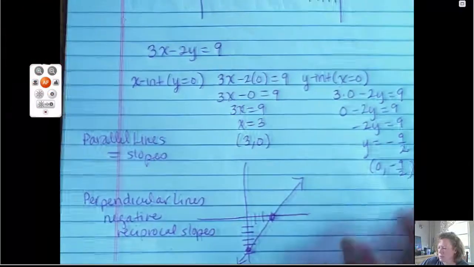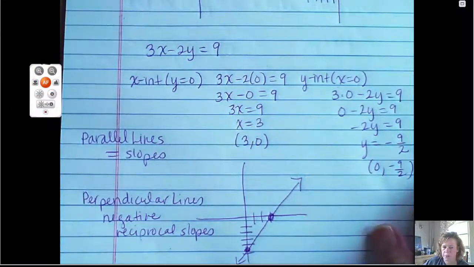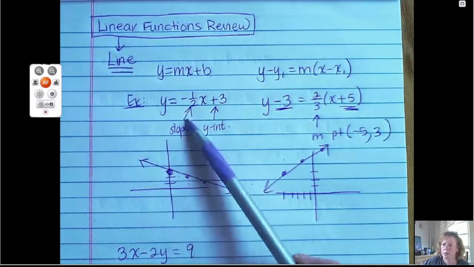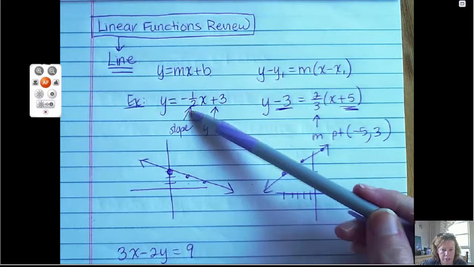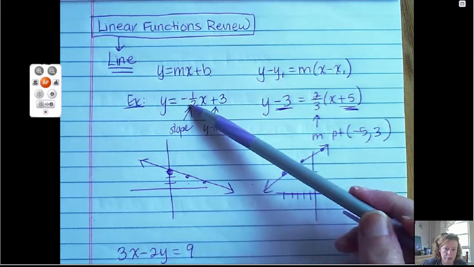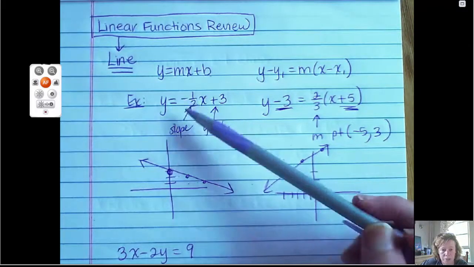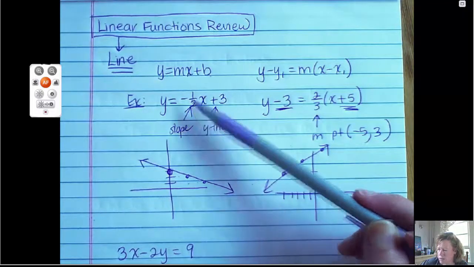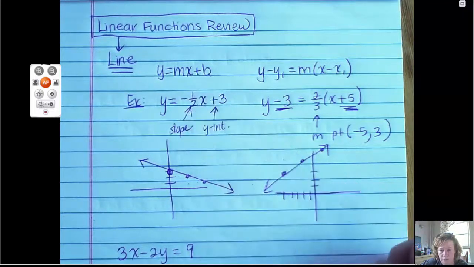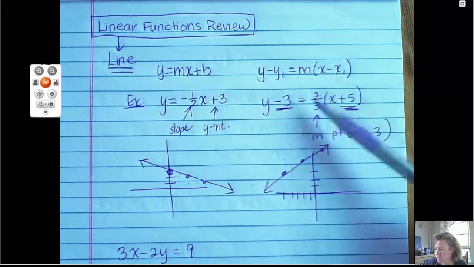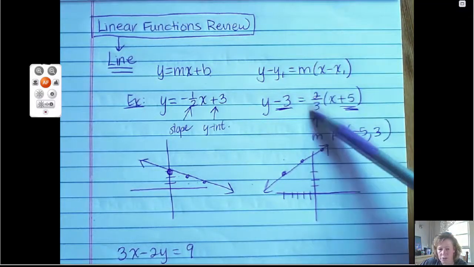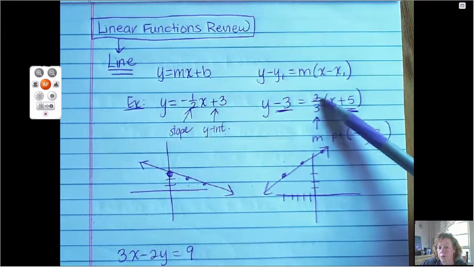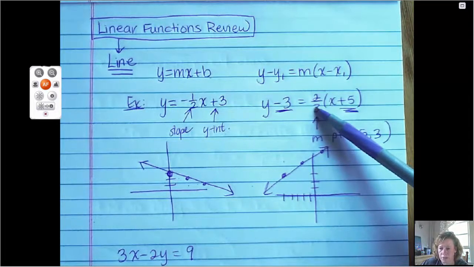So, for example, if I looked at my first example, y equals negative 1/2 x plus 3, a line parallel to that line would have a slope of negative 1/2. A line perpendicular to that line would have a slope of positive 2. You change the sign and flip the fraction. In this equation, where my slope is 2/3, a line parallel to it will also have a slope of 2/3. A line perpendicular to it would have a slope of negative 3 over 2.